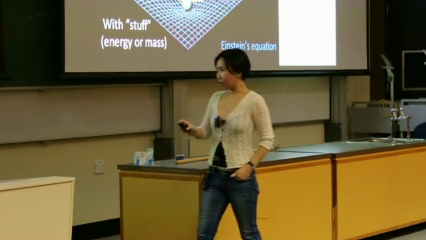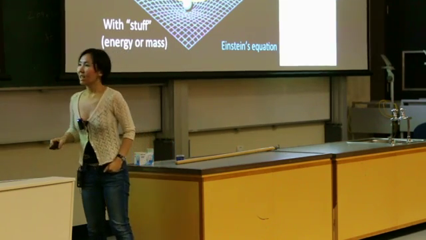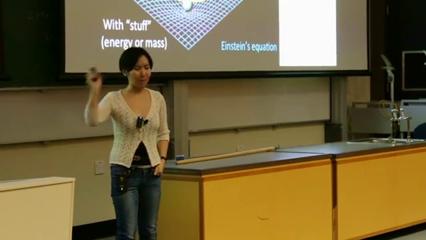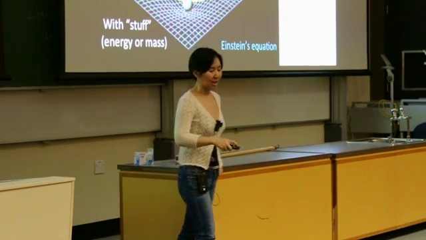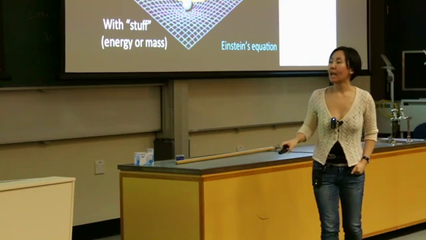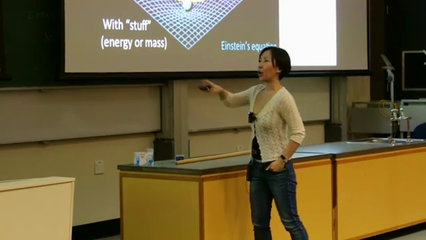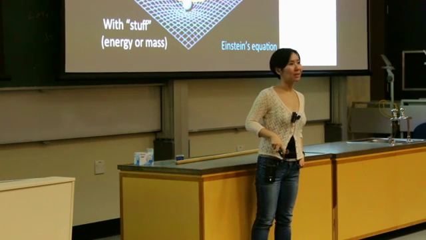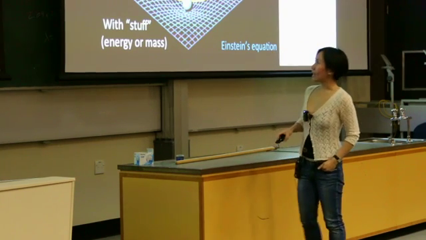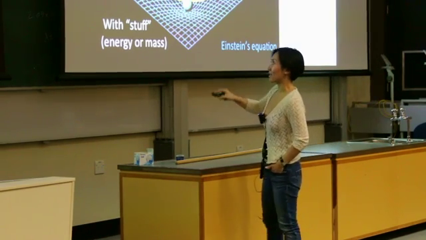Now, things change when you actually put some stuff into the space. What I mean by stuff is just something with an energy or some mass. Okay, I don't specify exactly what kind of stuff it is, but I'm just going to put this stuff into space. Then what happens is that this stuff is going to curve the space-time manifold. Okay, and you can express this entirely mathematically rigorously with this equation over here.